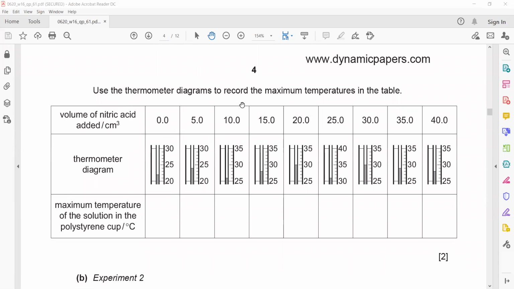Use the thermometer diagram to record the maximum temperatures in the table. You can use a screen annotation to complete the values for maximum temperature. What are the maximum temperatures?